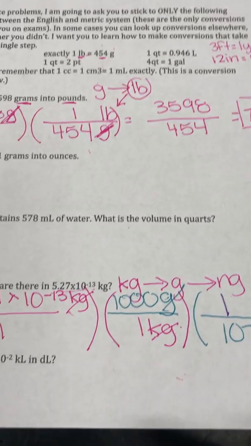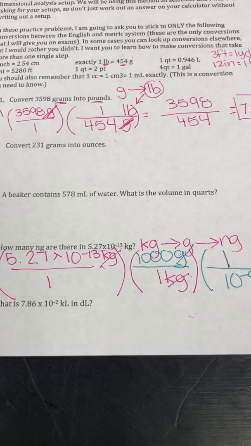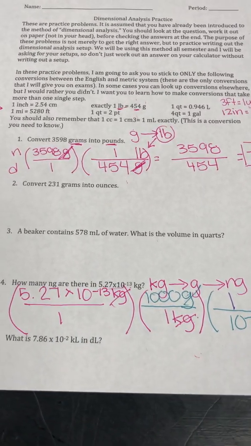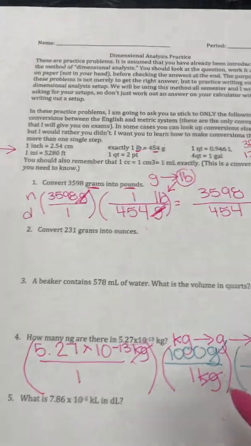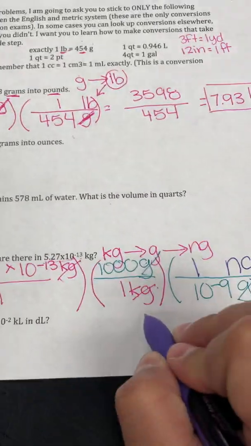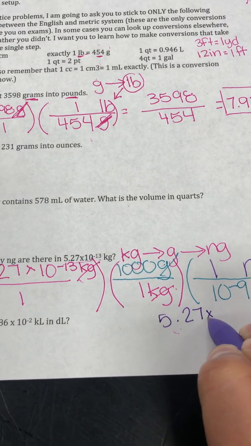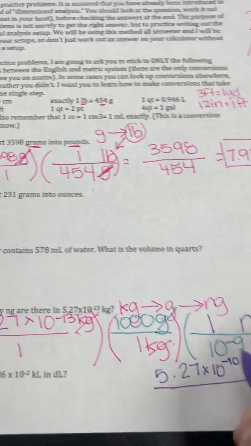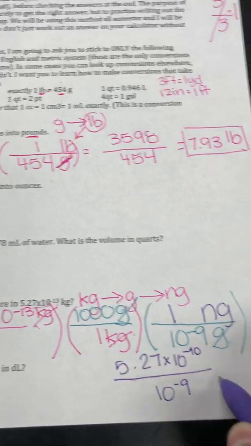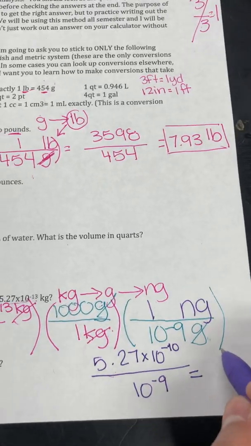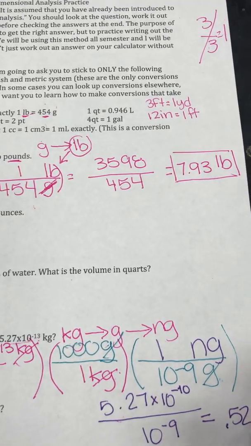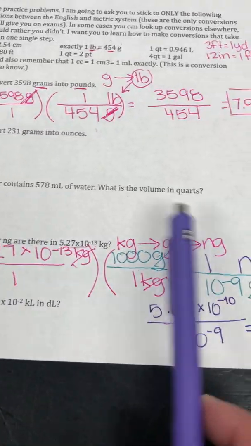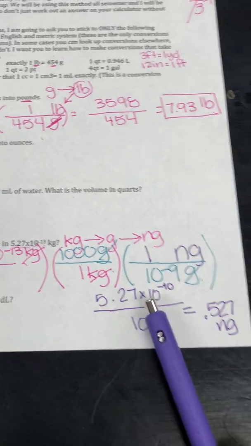If I do the math, and I know this is going to seem crazy, what I want you to do is multiply the top first. If you multiply the top first, you should get 5.27 times 10 to the minus 10. And then you're going to divide that number by 10 to the minus 9 to give you an answer of 0.527 nanograms. So always multiply the tops first and then divide by the bottom. And that's what you should get.